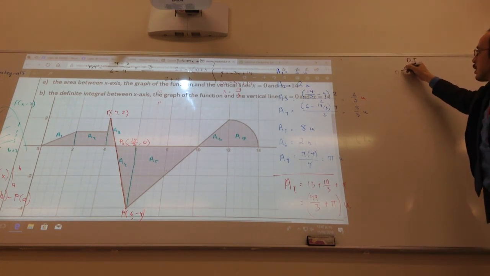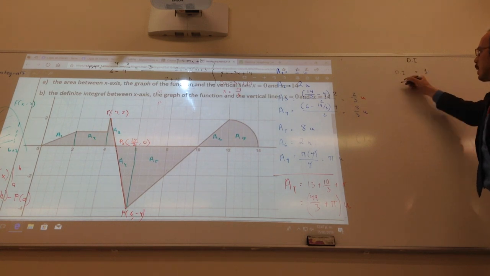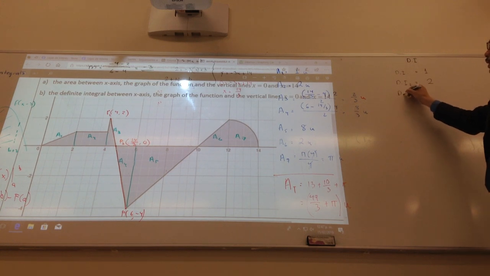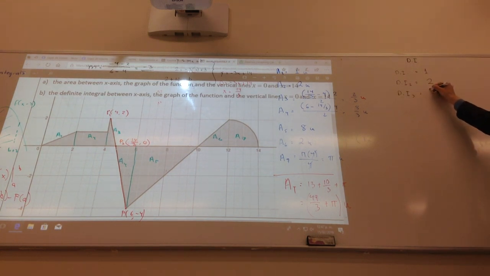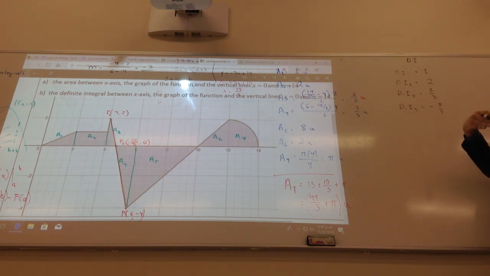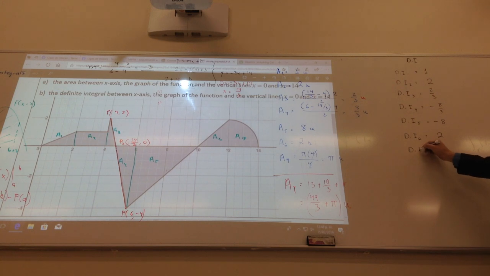For the definite integral, number 1 would be 1. Definite integral number 2 is going to be 2. Definite integral number 3 is going to be 2 thirds. Same situation. But the definite integral number 4 is going to be minus a third, not plus, because it's below the x-axis. Definite integral number 5 is going to be minus 8. Number 6 is going to be 2. Number 7 is going to be 5.